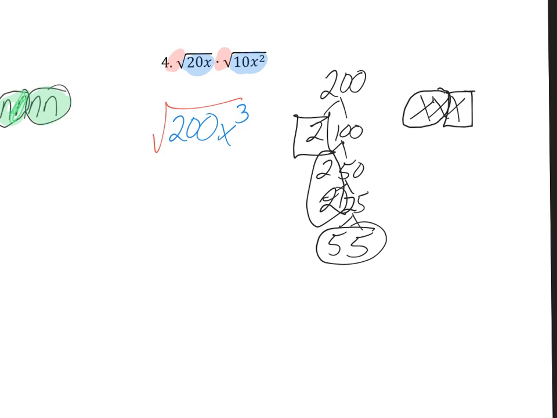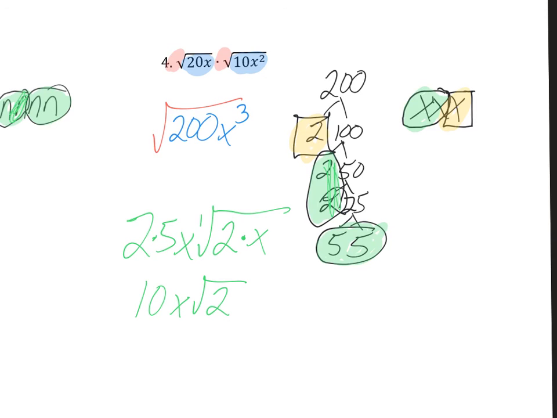Now I'm going to go ahead and highlight some stuff. I have, every time, this is a pair, this is a pair, this is a pair. And then for my boxes, I have 2 and that. Okay, so looks like I'm going to have 2 times 5 x, just 1 because it only has 1 circle, radical 2 times x. So 2 times 5 is 10x, radical 2x. That is what we are looking for.